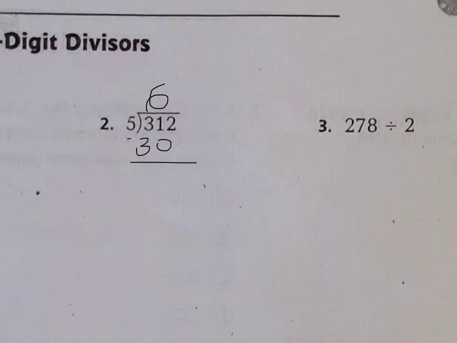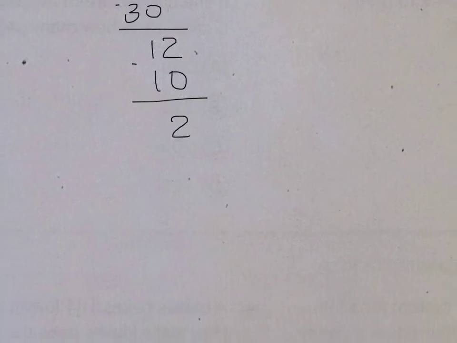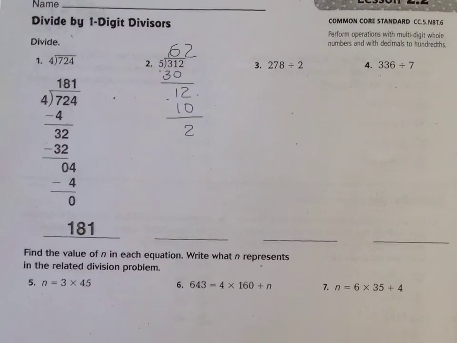Okay, the next step is to subtract. 31 minus 30 is 1, and bring down the 2. 5 will go into 12 2 times. 2 times 5 is 10. Again, I will subtract and I will get 2. I don't have anything else to bring down, so that will be my final answer.